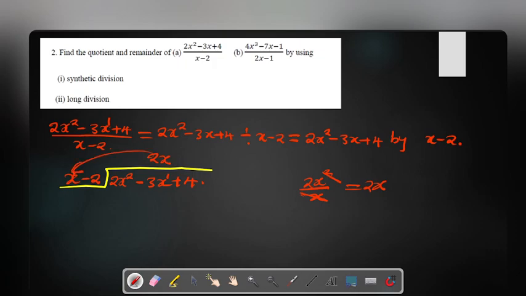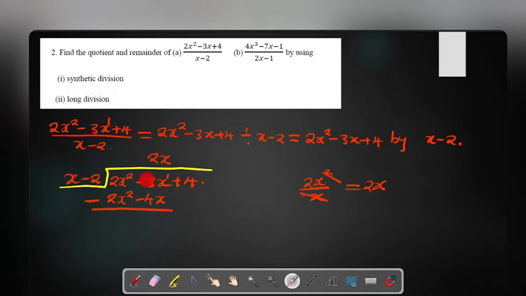Again, multiply 2x times whatever you have here on the divisor. So we say 2x times x gives us 2x to the power 2. We write it below here, 2x to the power 2. Again, the same 2x times negative 2 gives us negative 4x. Then here we always subtract. So 2x squared minus 2x squared is 0, so no need for us to write it.